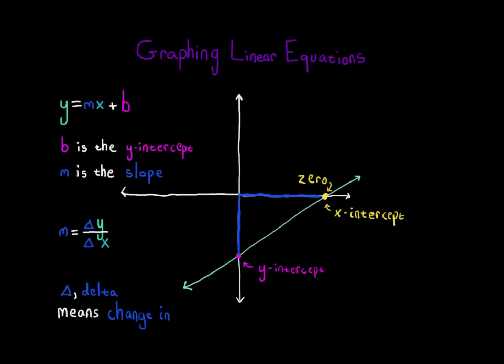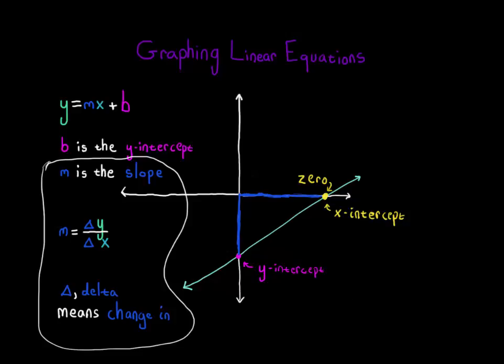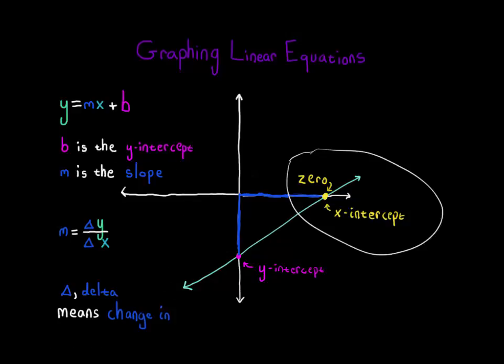In summary, there are 3 things we need to remember when graphing linear functions. 1, the y-intercept. 2, the slope. And 3, the x-intercept, or the 0, which is best found with the equation, let y equal 0, and solve for x.